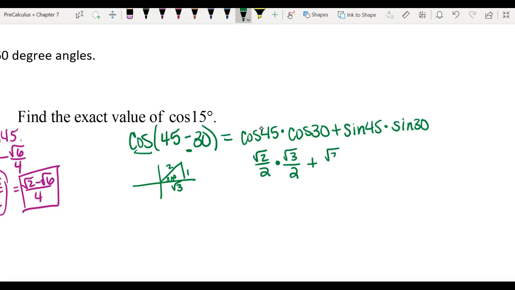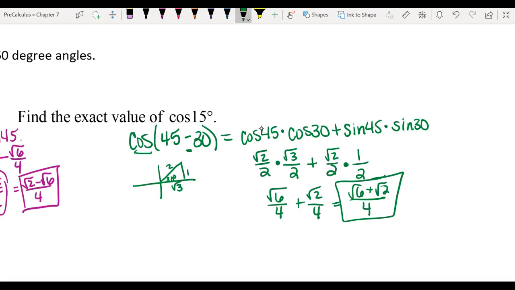Plus sine of 45 is square root of 2 over 2 times sine of 30 is 1/2. So you're left with square root of 6 over 4 plus square root of 2 over 4, which is square root of 6 plus square root of 2 all over 4. That'll be your final answer. With these, you will find a lot of square root of 6s, a lot of square root of 2s in your process, okay? You will. It's just how it ends up working out, okay?